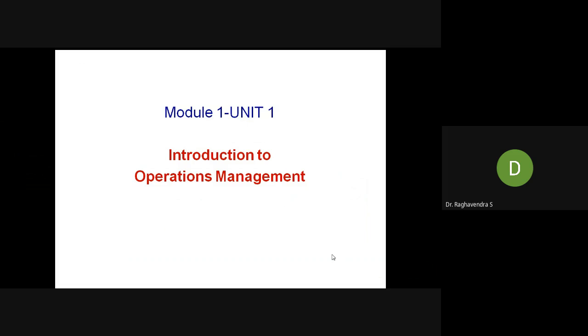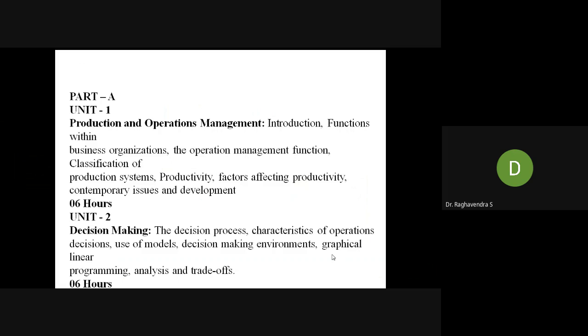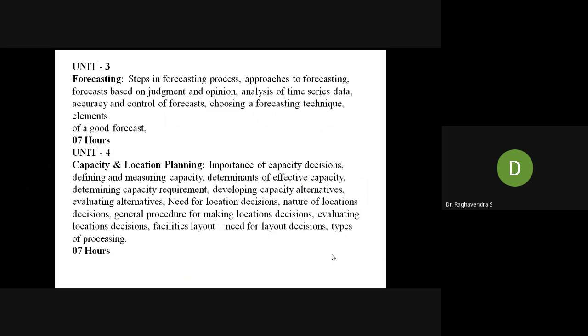So this is module one. Under this, these are some of the course syllabus for your operation management as per VTU curriculum. That is production operation introduction, unit one, production operation management. Here we are going to deal with the introduction, functions within the business organization, operation management function. Next, production systems, productivity, factors affecting the productivity, contemporary issues and development. Unit two deals with decision making and programming, decision making environments, and unit three is forecasting.